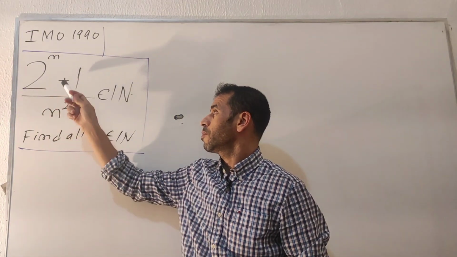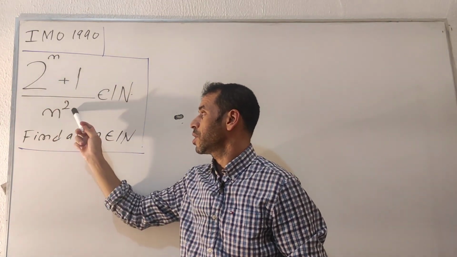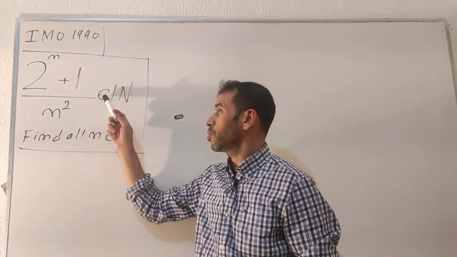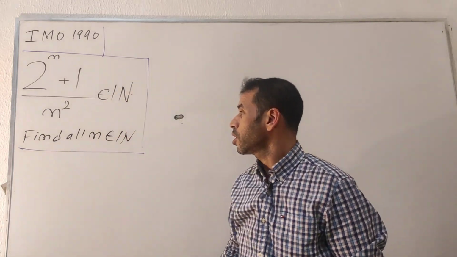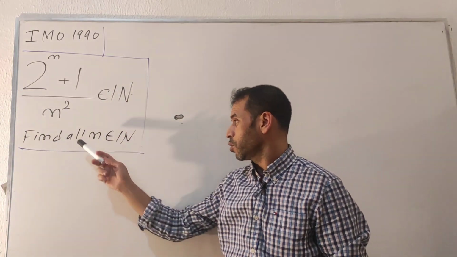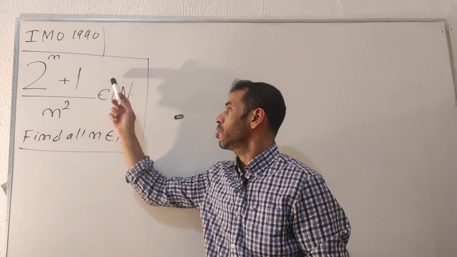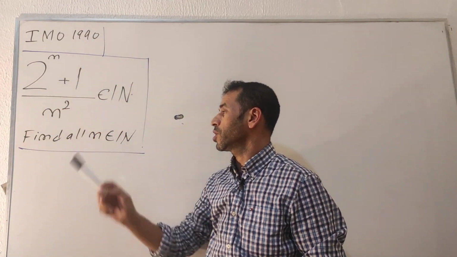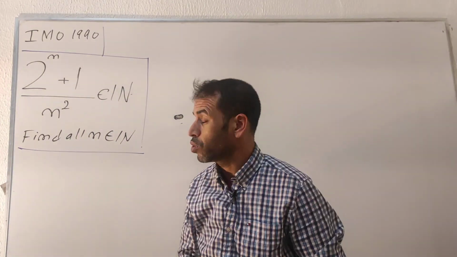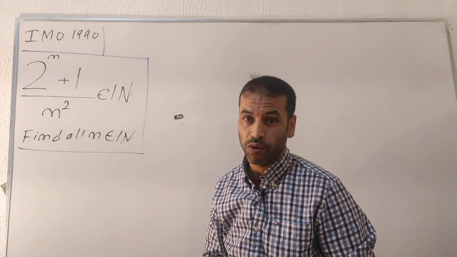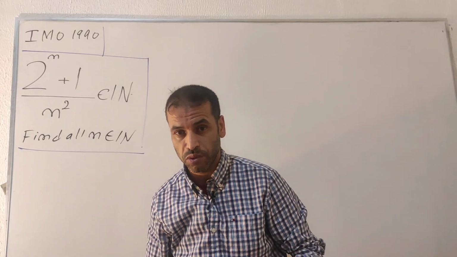We have 2 to the n plus number 1 divided by n squared is an integer, or a natural number. So the question: we are going to determine all the values of n as a natural number in order to have this whole fraction as an integer. You guys can give it a try to this problem prior to the solution. Go ahead, pause this video and come back to see the full solution.